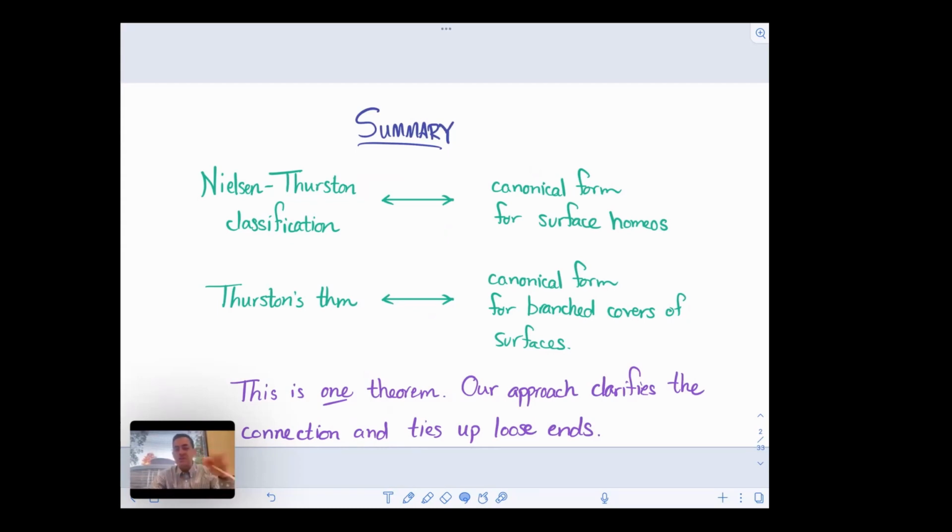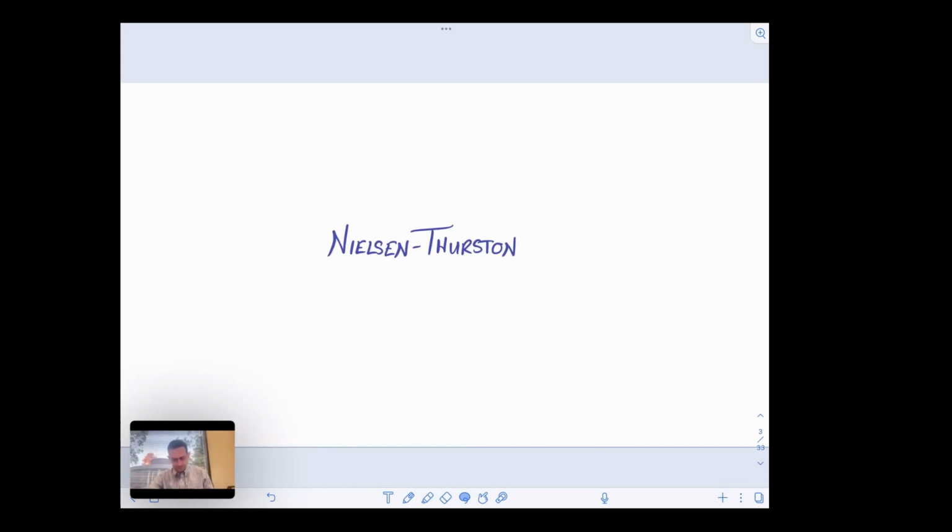And what we do in our paper, which is on the arXiv, is to show that these are really one theorem. Not only can you state one theorem that proves both at the same time, but you're really just giving one proof, and both of these important theorems come out of that proof. As a consequence, we tie up some loose ends, and I'll explain that later. Okay, so first I'll explain the Nielsen-Thurston theorem.